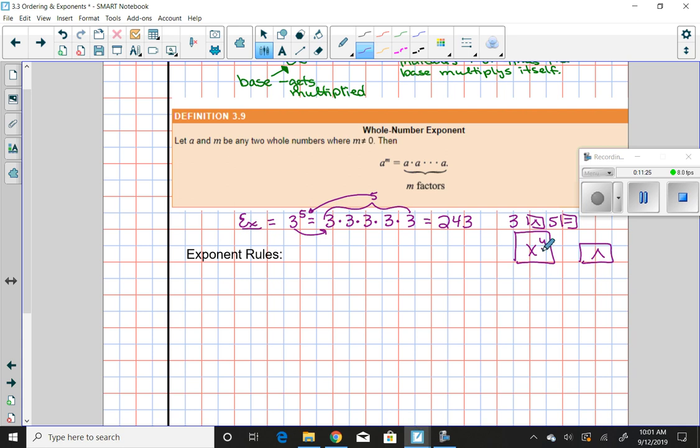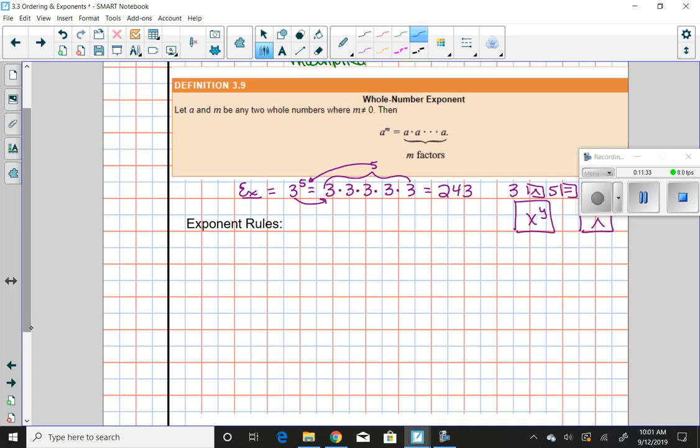Now there are some crazy, weird exponent rules. The rules that I'm going to show you, most all of them, you have to have the same base, except for one. Okay, and I'll let you know when that happens. If they don't have the same base, the rule won't work. In order for the exponent rules to work, they have to have the same base.